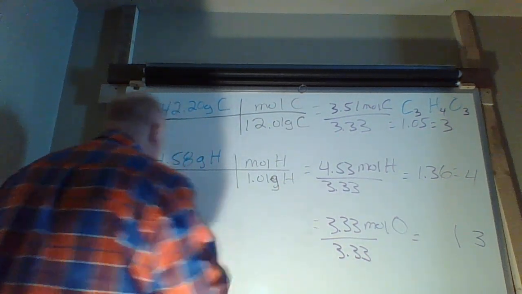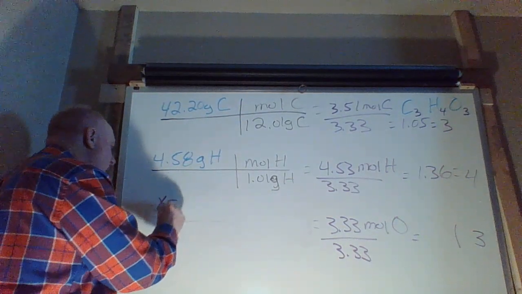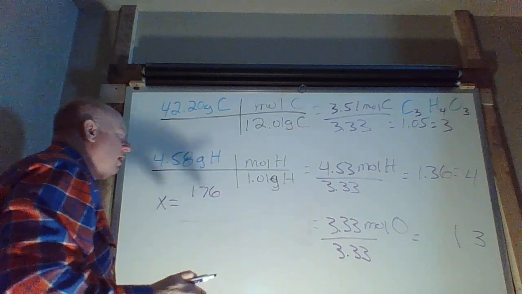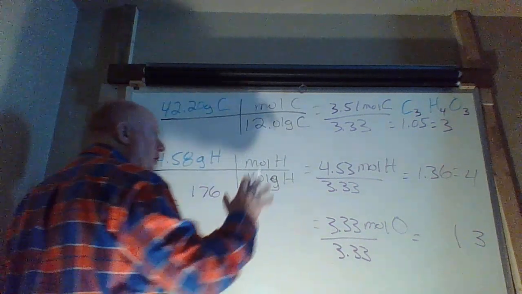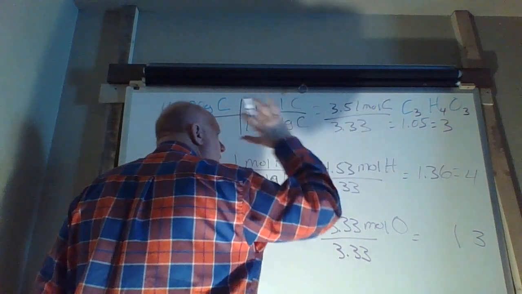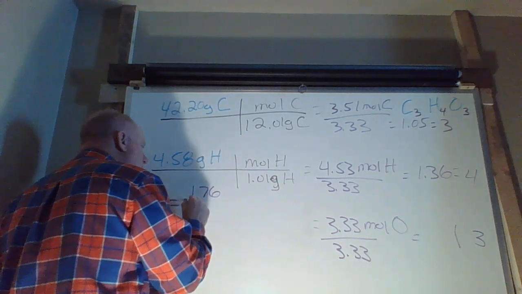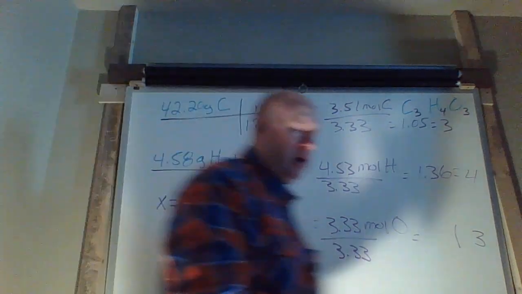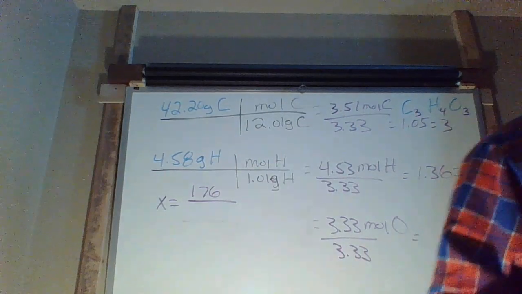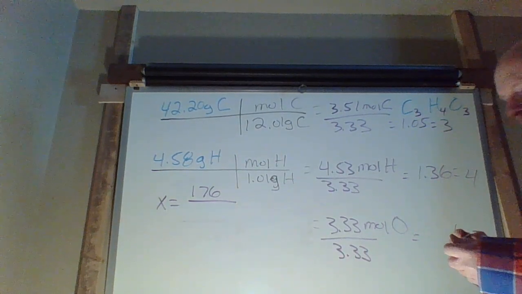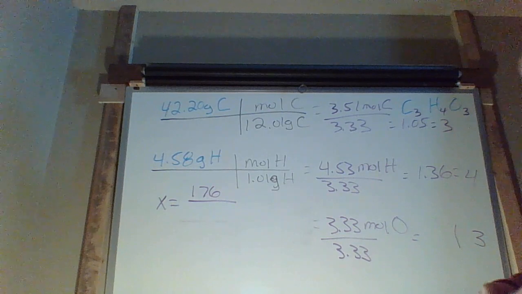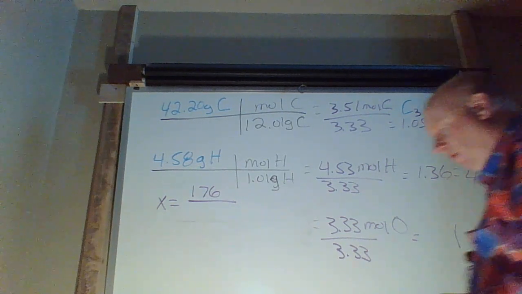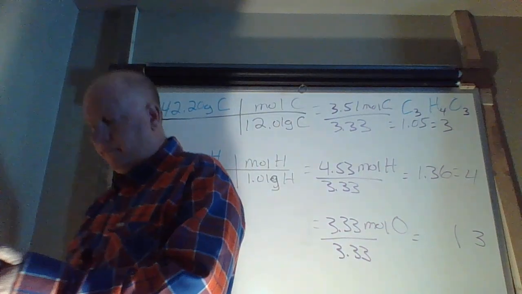So how we did it in class was X equals 176. That's the atomic mass of this unknown substance that we've had. We've calculated the empirical formula, so we're going to put that mass down here. And if it comes out to be 176, well then the empirical formula and the molecular formula would be the same. So 12.01 times 3.